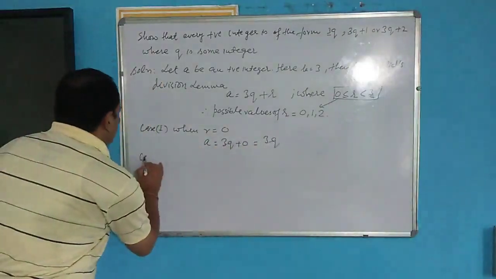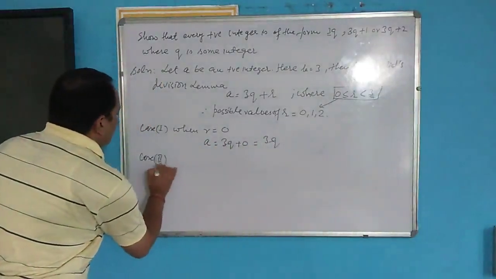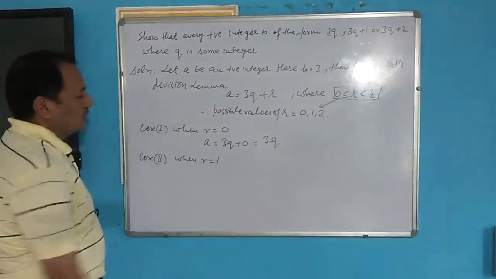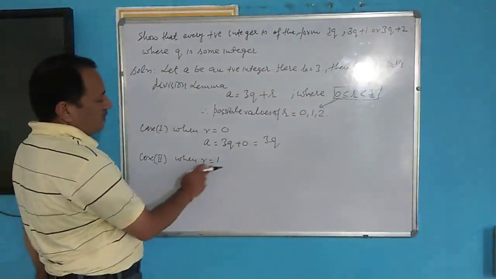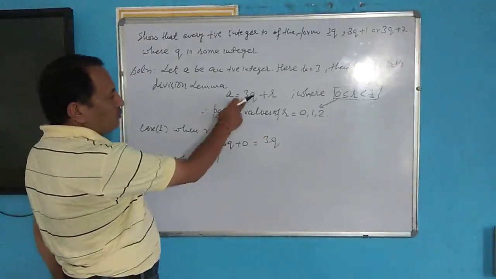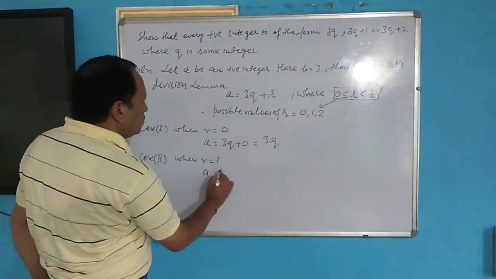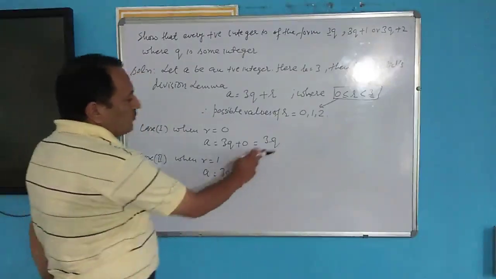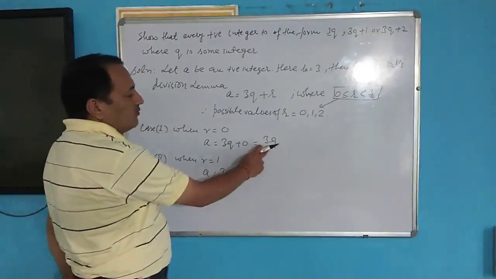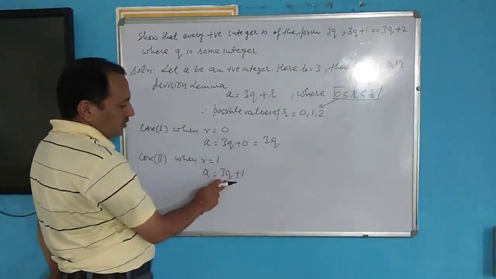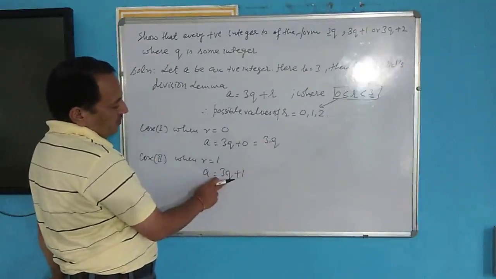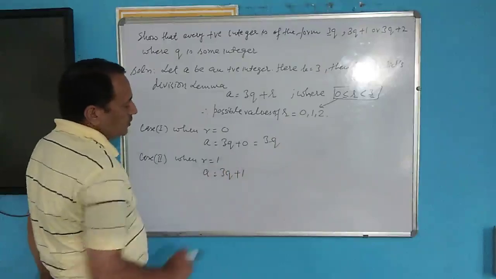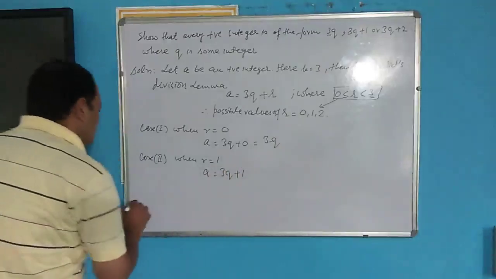Now take for example when r is equal to 1. We will take value of remainder equal to 1 and put in this equation. So a is equal to 3q plus 1. So the first positive integer is of the form 3q, and next comes by adding 1 to it, so it becomes 3q plus 1. So this is also a positive integer.